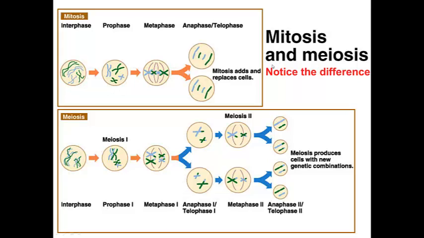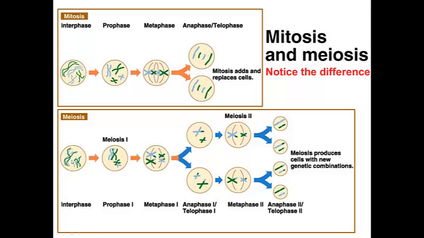Again, notice the difference between mitosis and meiosis. In mitosis, you have 4 DNA molecules, or 4 sister chromatids, that you start out with. These condense and are lined up on the metaphase plate. Each one of these pairs of chromatids is pulled apart, resulting in 1, 2, 3, 4 identical chromosomes in each cell.